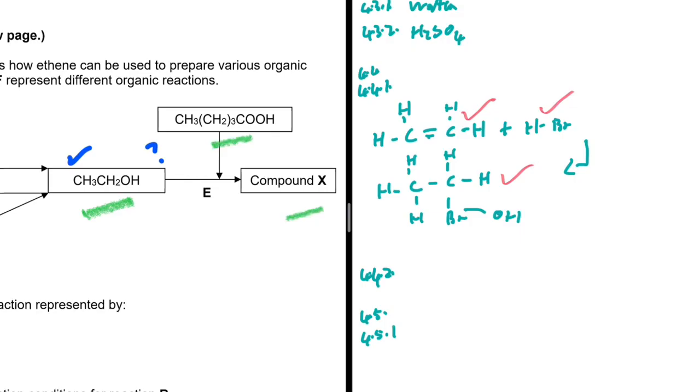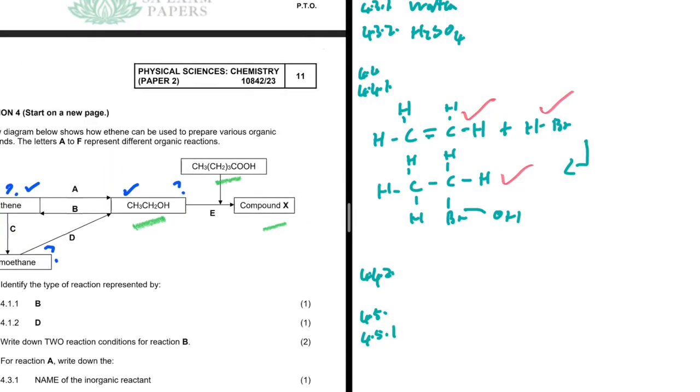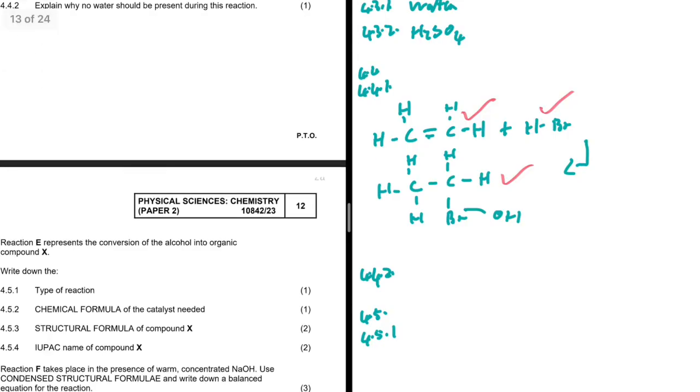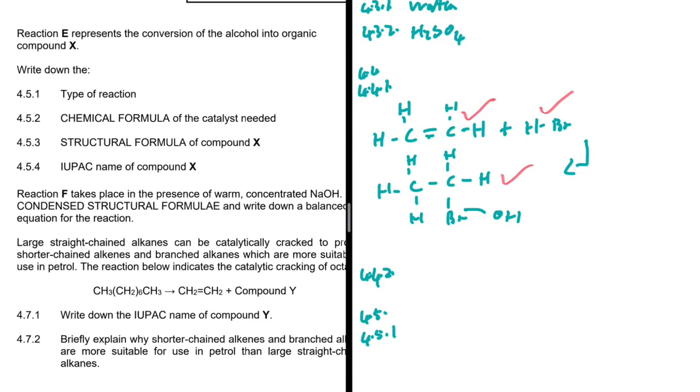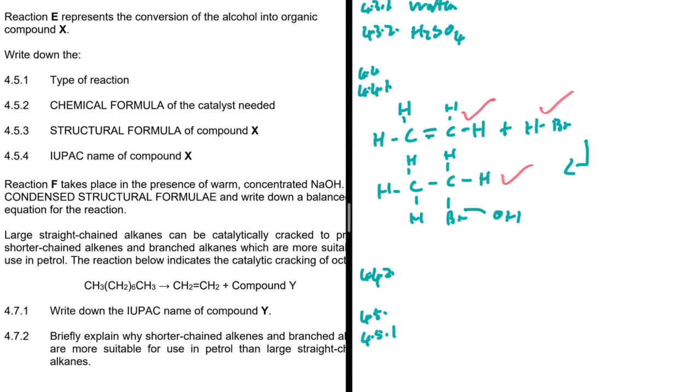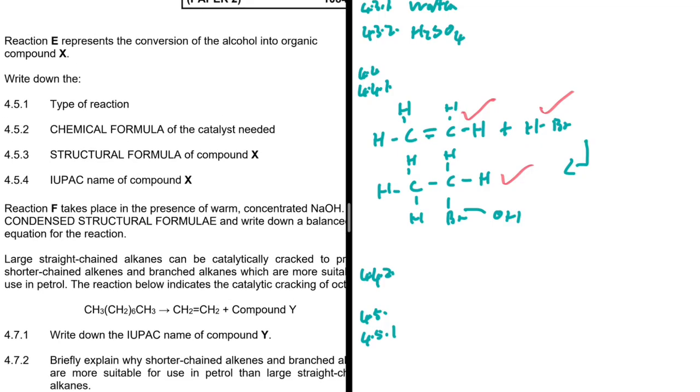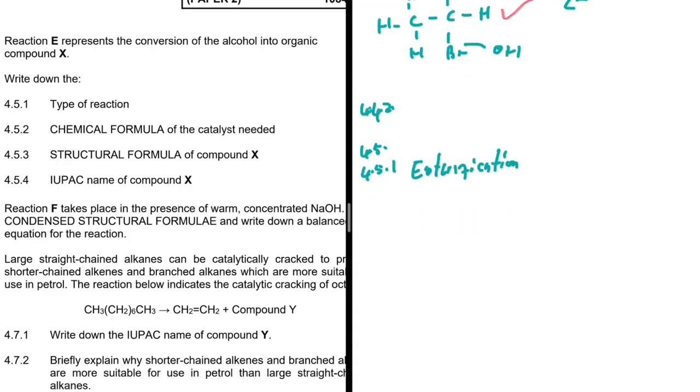So something should come to mind when we talk about alcohol plus acid. This is clearly an esterification. So the answer to 4.5.1 is esterification. An alcohol plus an acid in the presence of a suitable catalyst will give you an ester. So type of reaction, esterification, right? That is 4.5.1. Let's take a look at 4.5.2.